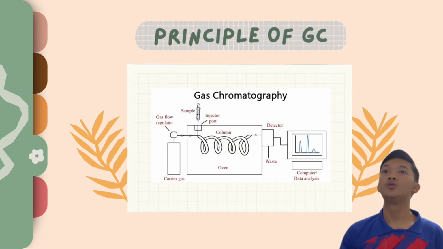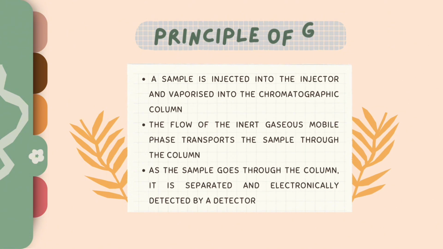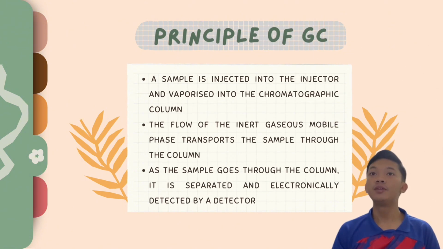Next, we are moving to the principle of gas chromatography. For the principle of gas chromatography, a sample is injected into the injector and vaporized into the chromatographic column. The flow of the inert gas mobile phase transports the sample through the column. As the sample goes through the column, it is separated and electronically detected by a detector.